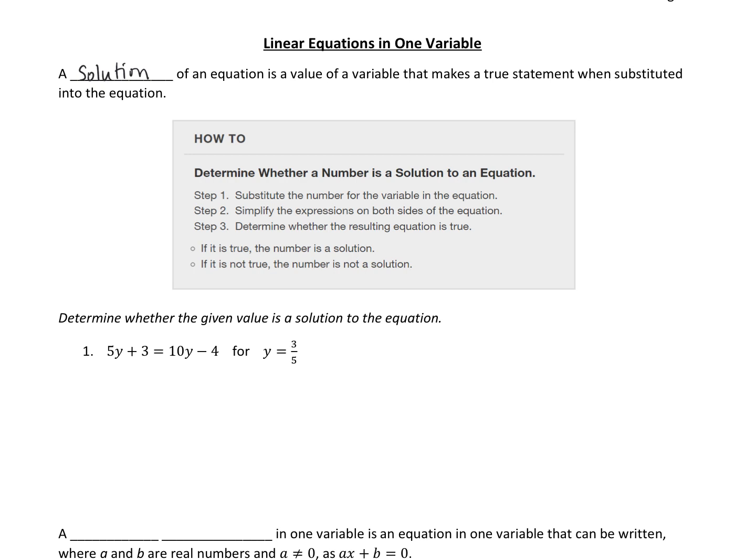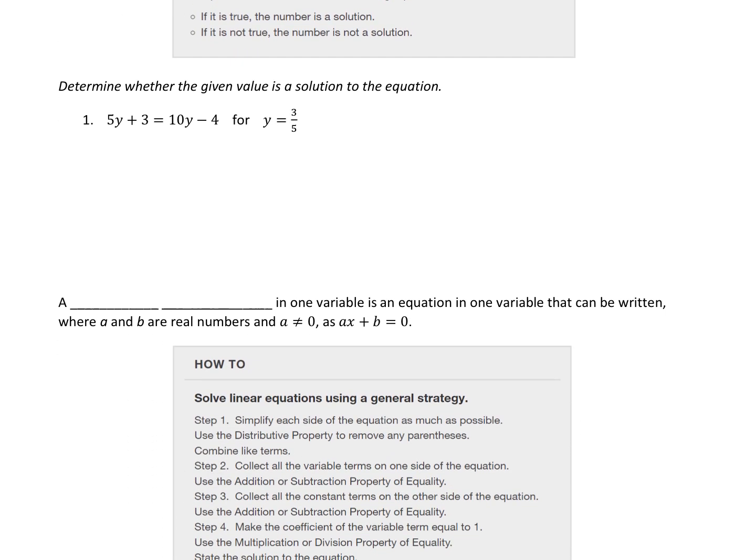How to determine whether a number is a solution of an equation? You're going to substitute in the value for the variable into the equation. You're going to simplify both sides of the equation and then decide if the resulting statement is true. If it's true, then it's a solution. If it's not true, then it's not a solution.